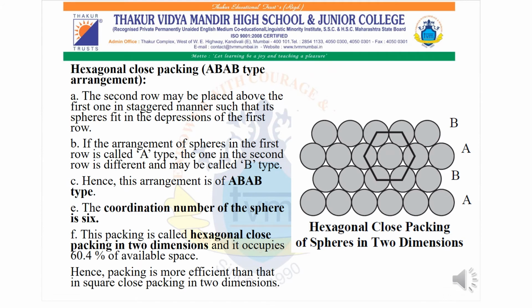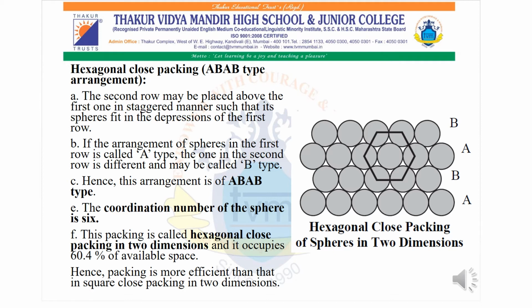Moving on to the next, the ABAB type of arrangement, or hexagonal close packing. Here the second row may be placed above the first one in a staggered manner such that its spheres fit in the depressions of the first row. If the arrangement of the spheres in the first row is called A type, then the second row will be called B type, since it is not exactly one below the other.